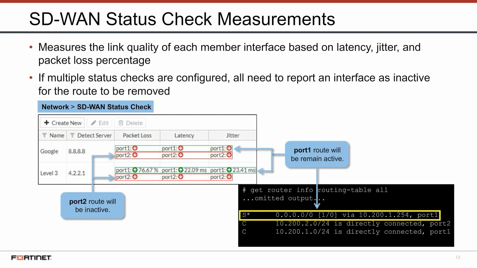For example, if the server you are using in the status check configuration experiences an outage, but your ISP link is operational, it will cause unnecessary traffic disruption in your network. To reduce false positive events, it is recommended that you configure multiple status checks with different servers. This ensures that the affected routes are only removed if multiple servers are unreachable using that interface, which can mean that your ISP link may be experiencing issues.